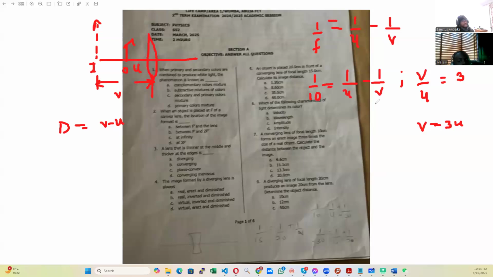So we'll come back here and put back our v as 3u: 1/10 equals 1 over u minus 1 over 3u. So the LCM is 3u. So we'll have 3 minus 1, so this will be 2.